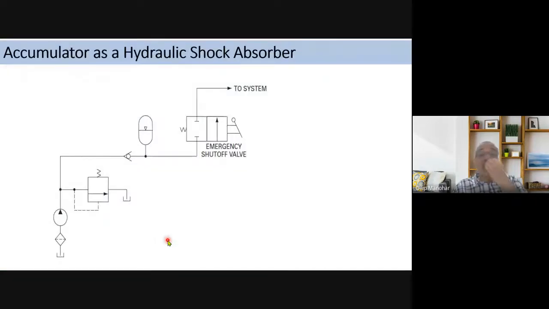So the accumulator as a shock absorber, I have shown already. If the system suddenly stops, like in hydraulics, if some pressure wave suddenly stops, there is a back pressure, like you have heard in some turbines or some fluid flow. Suddenly you close some valve, and there is a back pressure felt in the system.